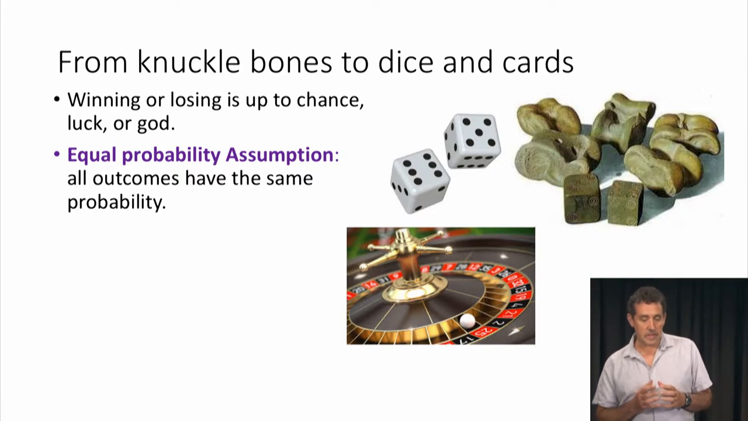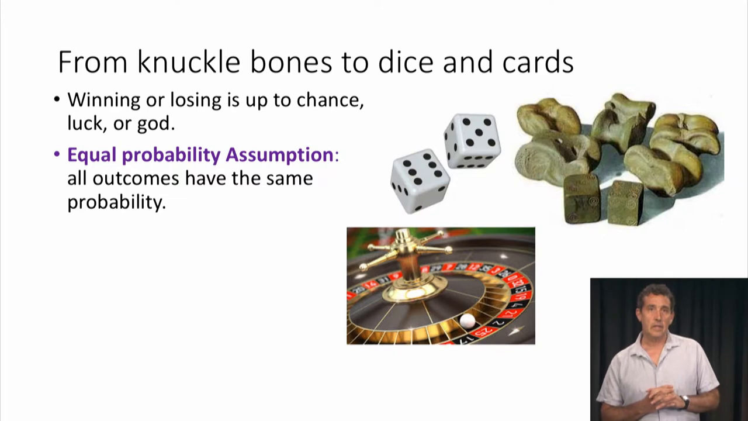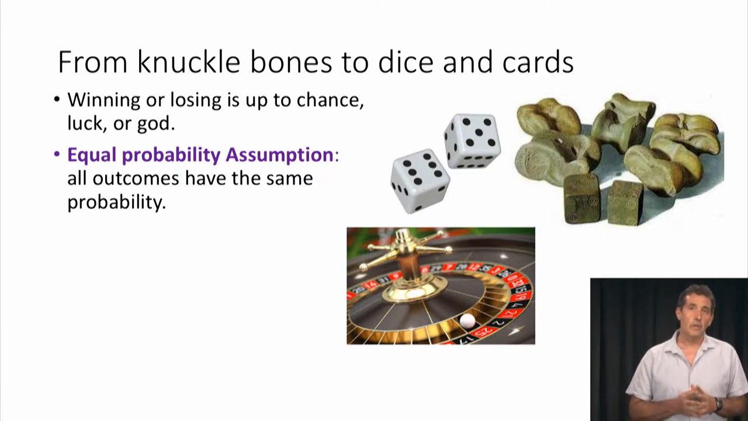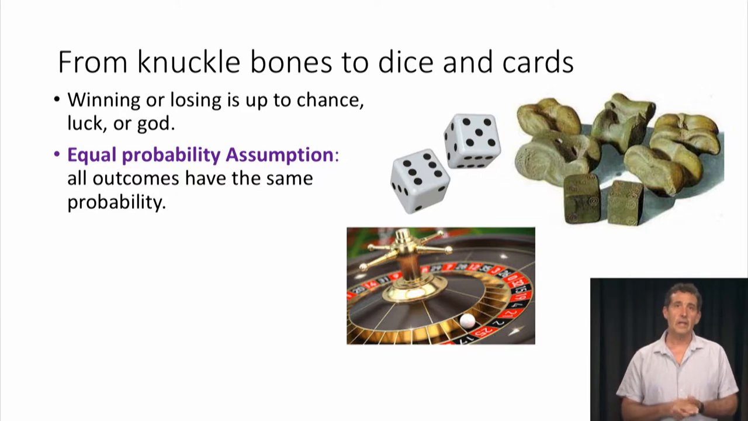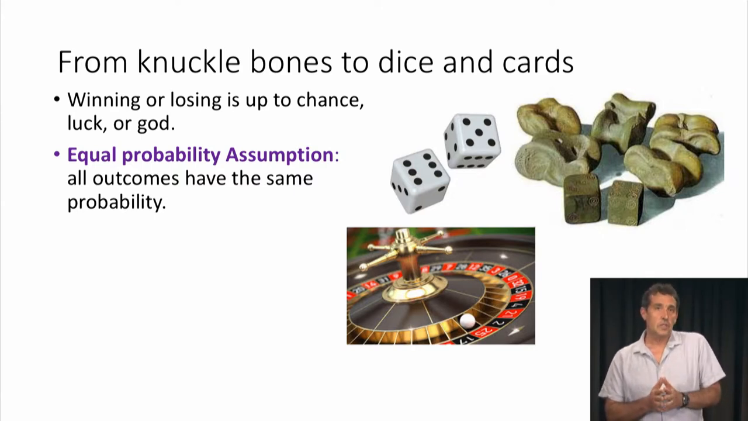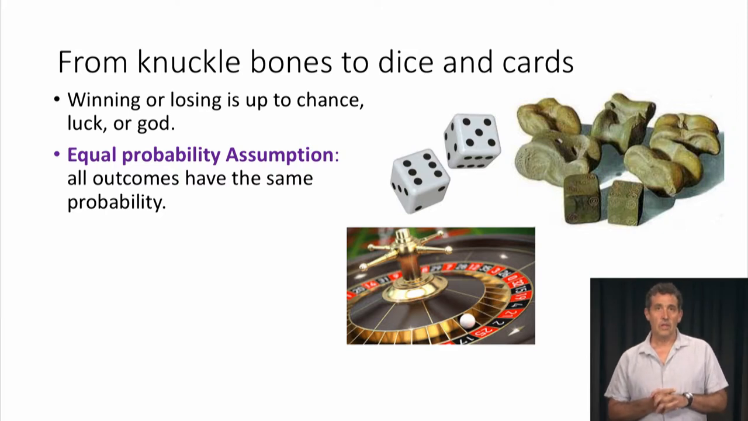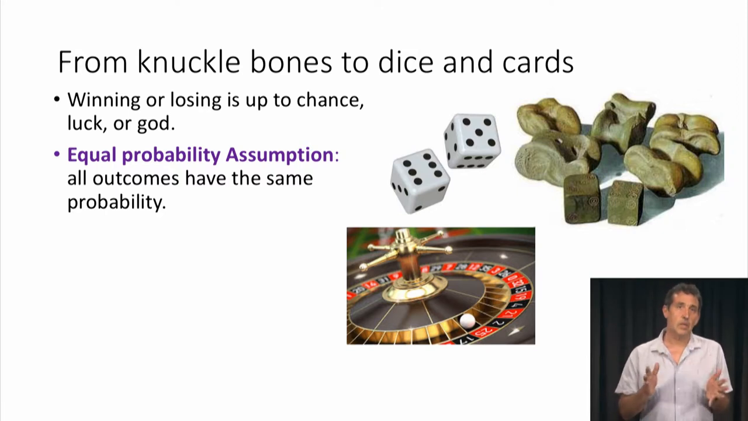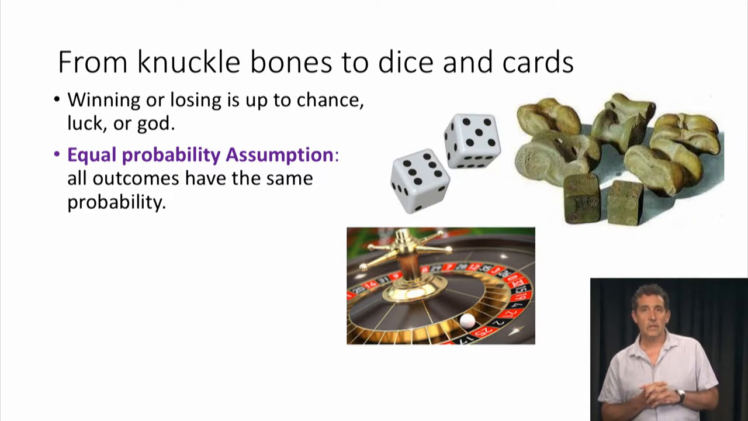And the simplest assumption when you play these games is the equal probability assumption. So if you have in dice six sides, then each side has a probability of 1/6. Or if you have a coin, each side has probability a half, and so on. So you just assume, because of the design of the thing that you're playing with, that all of the outcomes have the same probability. And that's the simplest setting of probability. And we're going to work with that quite a lot, okay?